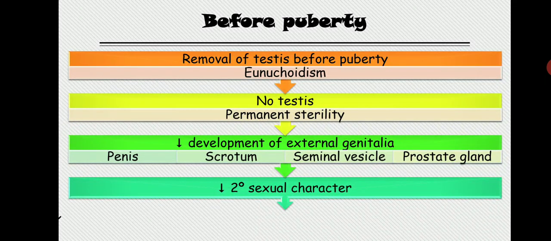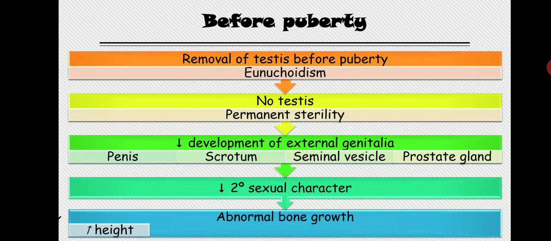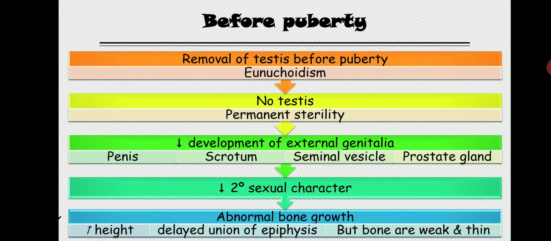Again, secondary sexual characters decrease, and there is abnormal bone growth, basically increased height, because testosterone is responsible for the fusion of the epiphysis. So if there is no testosterone, the person's height will increase more and more. So increased height due to delayed union of the epiphysis, and ultimately the bone also becomes weak and thin.